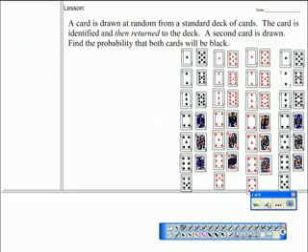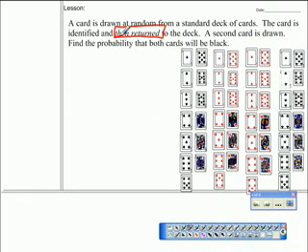We can also have it with any of those deck of card problems. A card is drawn at random from a standard deck of cards. The card is identified and then returned. So I see this phrase and I know it's with replacement. A second card is drawn. Find the probability that both cards will be black.